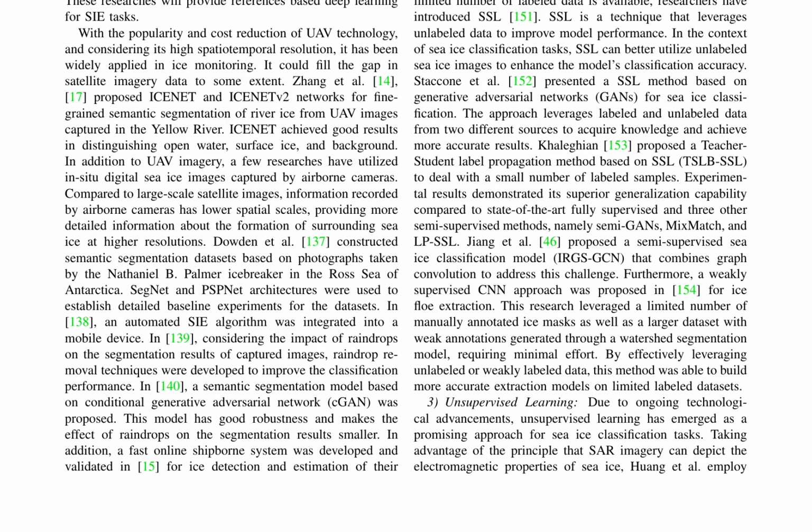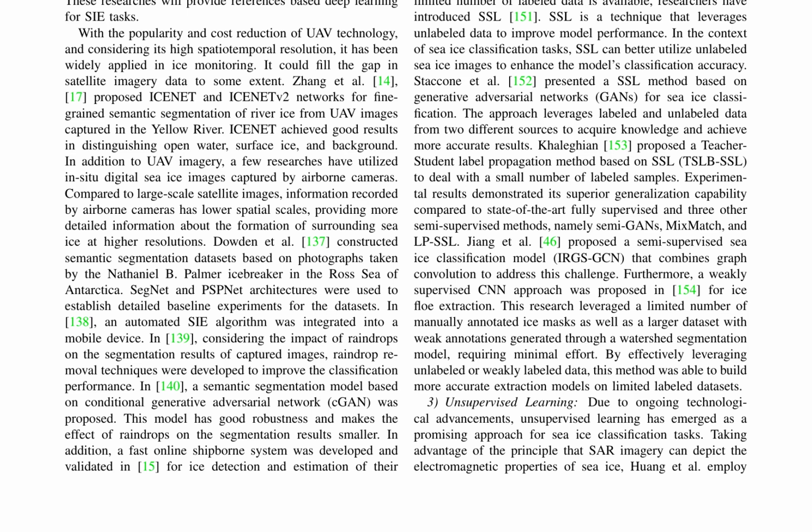Calagian proposed a teacher-student label propagation method based on SSL, TSLB-SSL, to deal with a small number of labeled samples, demonstrating superior generalization capability compared to state-of-the-art fully supervised and other semi-supervised methods. Zhang et al. proposed a semi-supervised sea ice classification model, IRGS-GCN, that combines graph convolution to address this challenge.